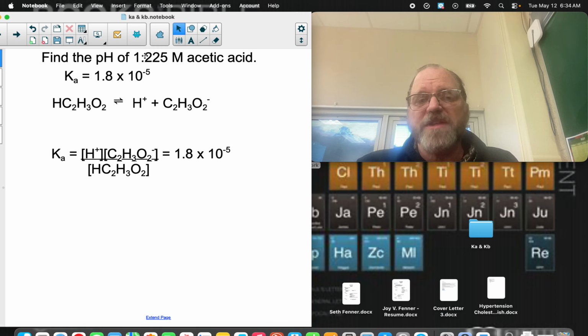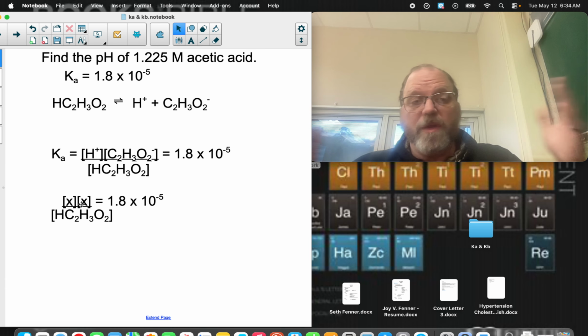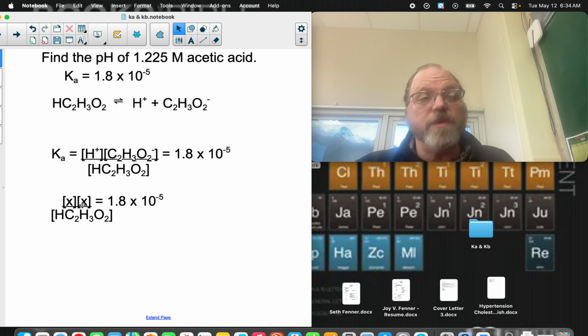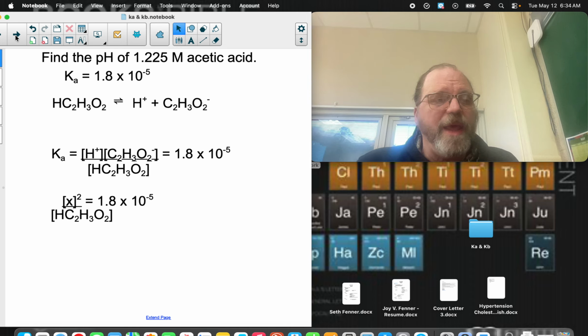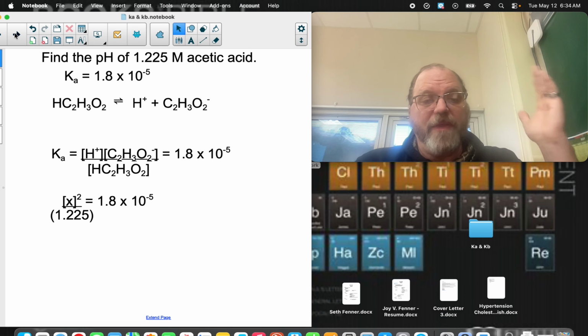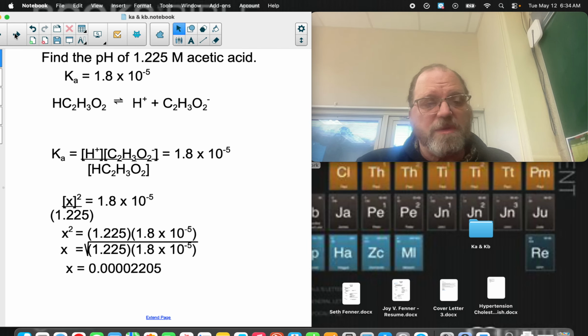Now we're not going to worry about this value for sig figs, because it comes off of a chart. We're going to look at 1.225 for sig figs. We don't know X, whether it's the hydrogen ion or acetate, but we do know the acid concentration. So X times X is X squared, over the acid concentration 1.225. We multiply up and then take the square root of both sides to give us X, which is 0.00002205. That is my hydrogen ion concentration, because that's X.